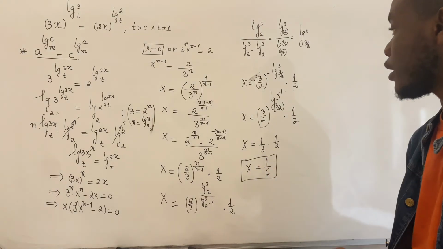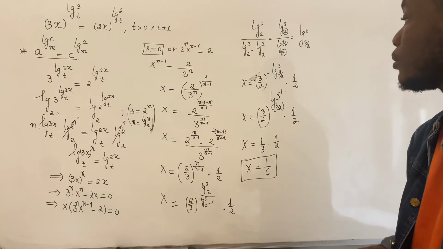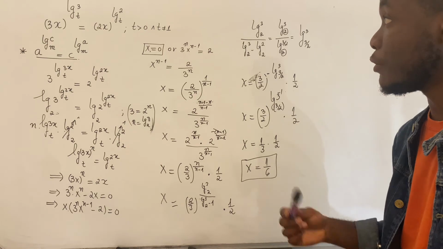Okay, so we have x equal to 1 over 6 and x equal to 0 as the solutions of this equation.